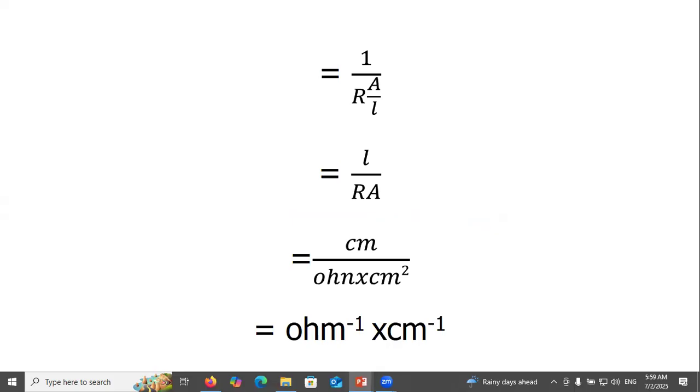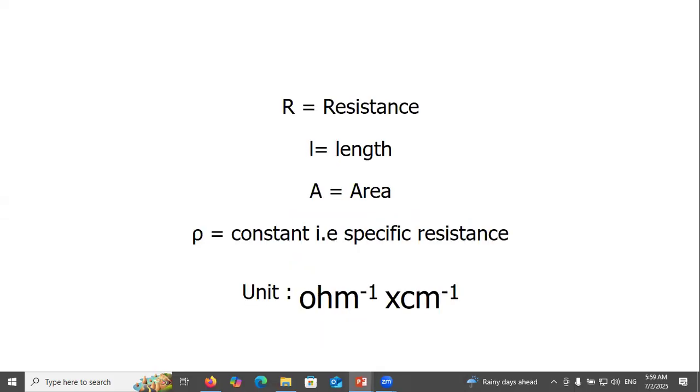L is length in centimeter, R in ohm, A is area in cm squared. So the unit is per ohm per cm. R is resistance, L length, A area, the ratio L by A is the cell constant, and R is specific resistance. So the unit is per ohm per cm.